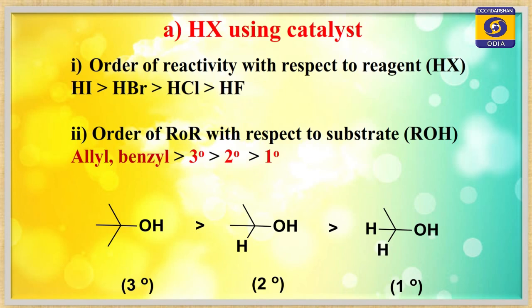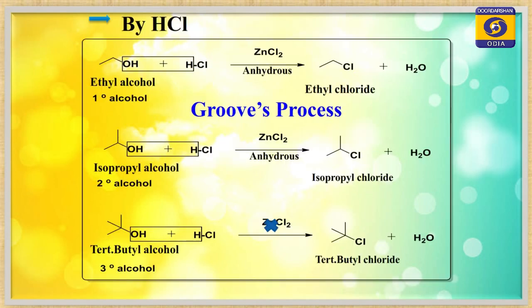Then how can we remove OH? I will discuss in its mechanism part. Let us see the next slide, how we are preparing it. By HCl, when you add HCl to a primary alcohol or to a secondary alcohol, you need a catalyst, that is anhydrous zinc chloride. Without the catalyst, the reaction is very slow or may not occur at all. Therefore, you need a catalyst.